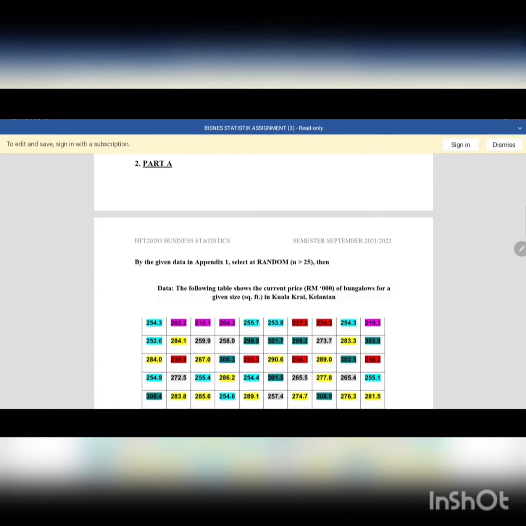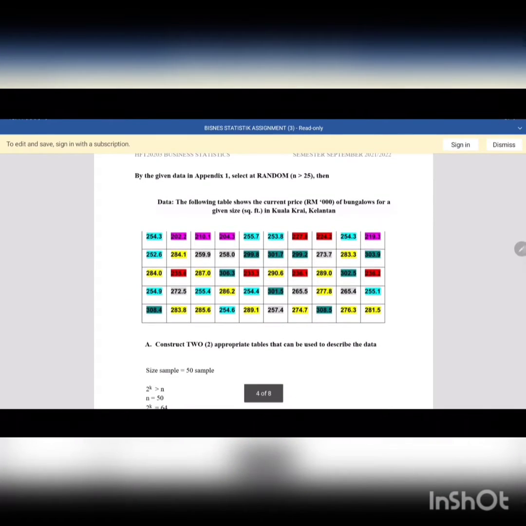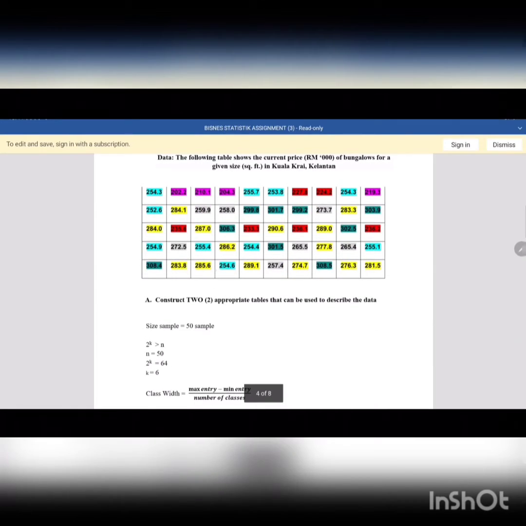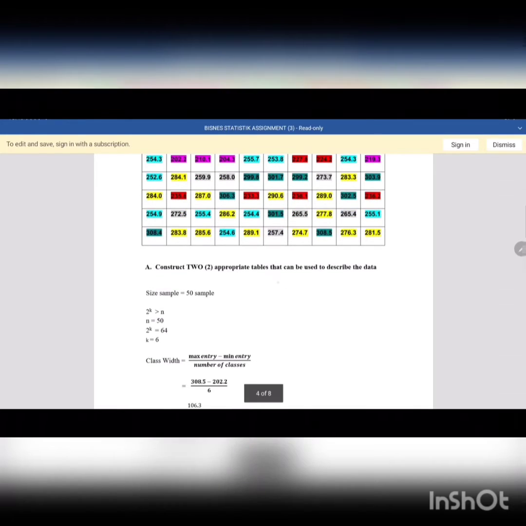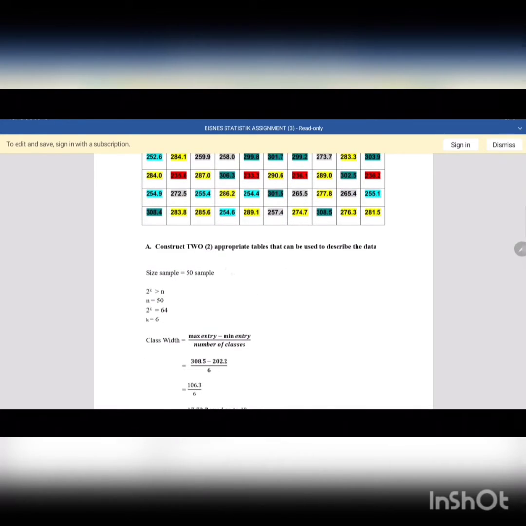Part A, question 1. So here I have chosen 50 random samples from Appendix 1. Moving to the question: construct two appropriate tables that can be used to describe the data. The sample size is 50. 2 to the power k is more than n equal to 50. 2 to the power 6 equals 64, so k equals 6.